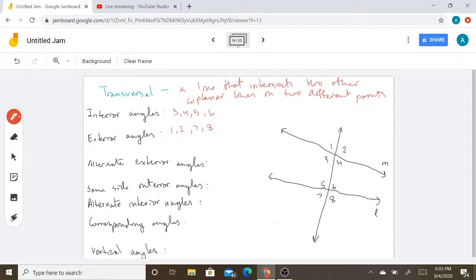Alternate exterior angles are on opposite sides of the transversal and do not have a common vertex. So opposite sides of the transversal means that one angle is going to be on this side, the left side of the transversal, and one angle is going to be on the right side. So a pair of alternate exterior angles could be 1 and 8, because 1 is on the exterior of line M and on the left side of the transversal, and angle 8 is on the exterior of line L and on the right side of the transversal. So they're on opposite sides of the transversal, and they're both exterior angles. So another pair would be 2 and 7 for the same reason.